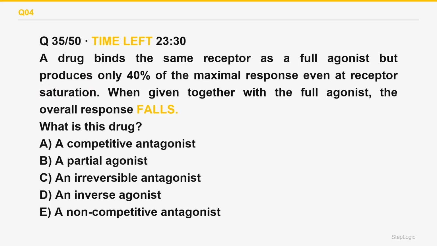What is this drug? A drug binds the same receptor as a full agonist but produces only 40% of the maximal response even at receptor saturation. When given together with the full agonist, the overall response falls. Read the command. What is this drug? Producing a submaximal effect while reducing a full agonist effect describes one category exactly.